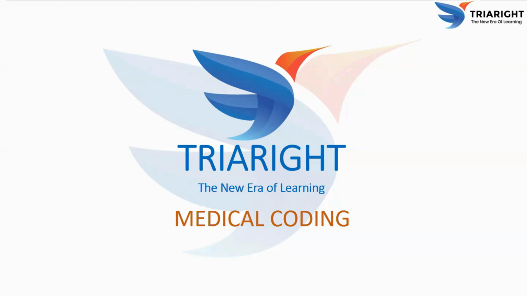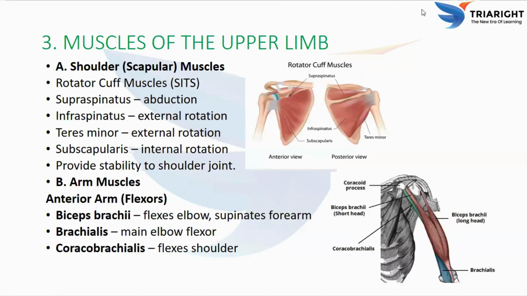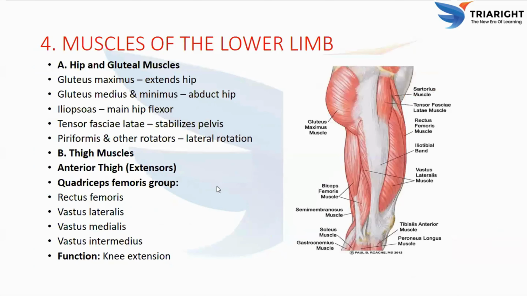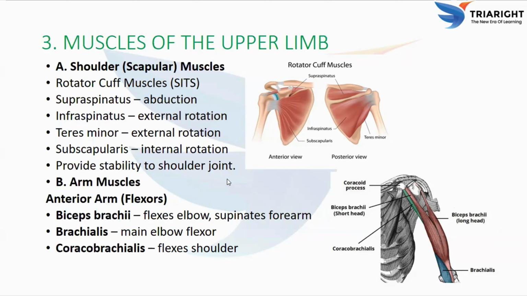Today you are going to learn about the muscles of the upper limb and also about the connective tissue structures of the musculoskeletal system. So first, let's talk about the muscles of the upper limb. So what are the muscles of the upper limb? The upper limb consists of the shoulder, arm muscles and also the forearm muscles.